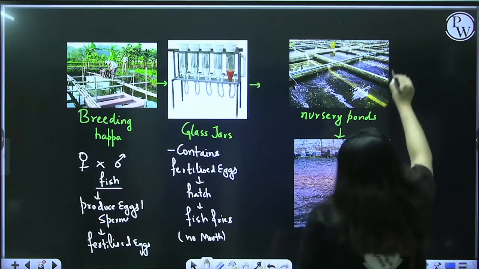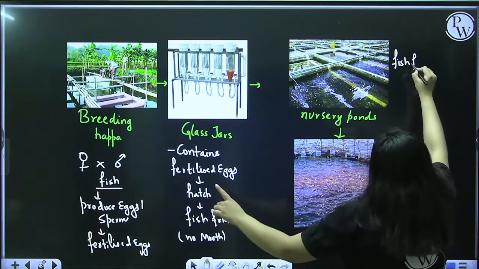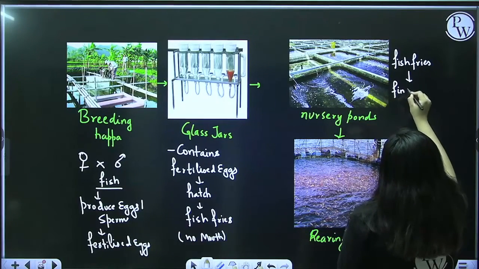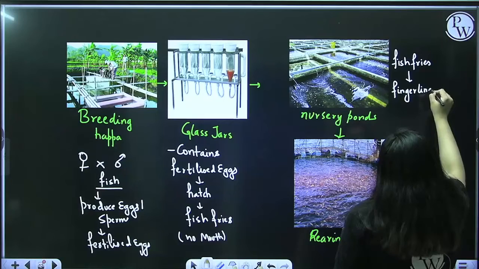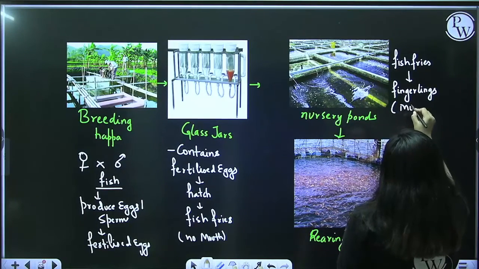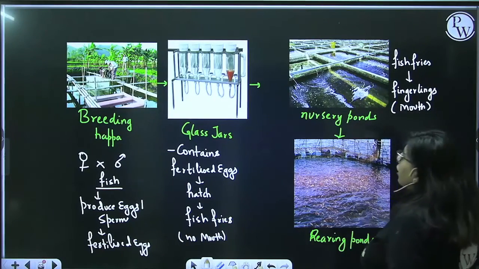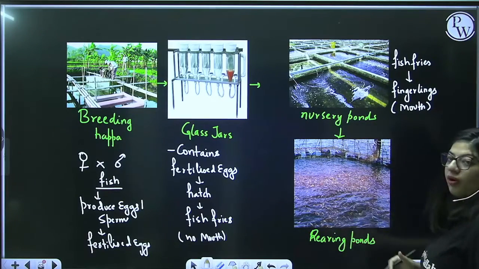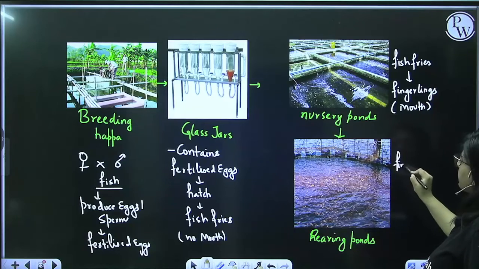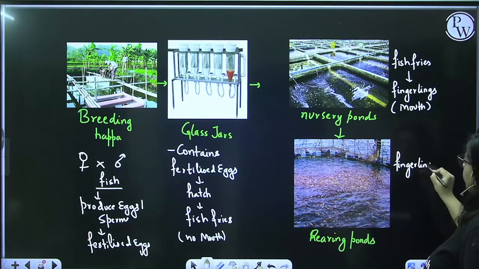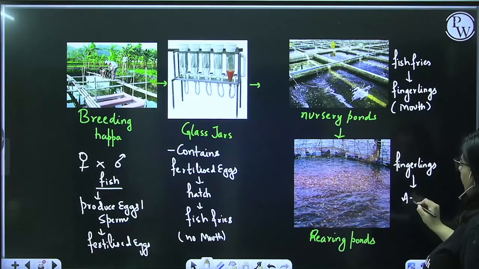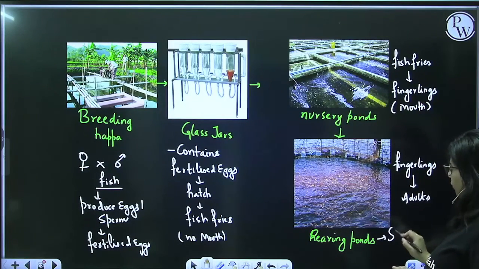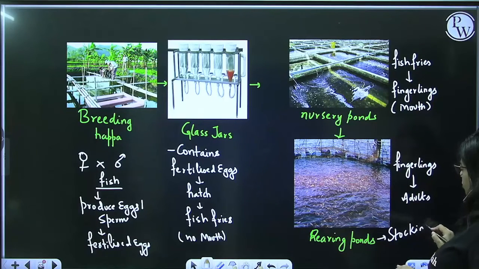In nursery ponds, the fish fries which you have taken out from these jars get converted into fingerlings. Fingerlings are very small fishes with mouth. They have mouth, and now they can feed. Now they will be transferred into another pond known as rearing pond, where the fingerlings get converted into adults. Now these adults from rearing ponds will be shifted to another, larger pond known as stocking pond.